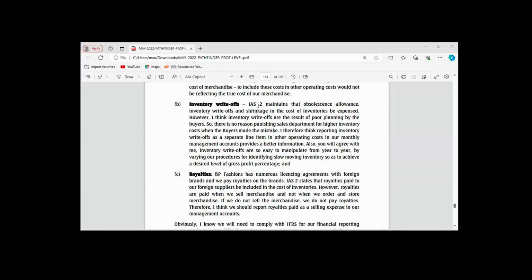IAS 2 is saying expense the cost of inventory write-off. They are saying they want to put it as separate line items in their management account under operating costs. Once again, what is your opinion? What do you think?